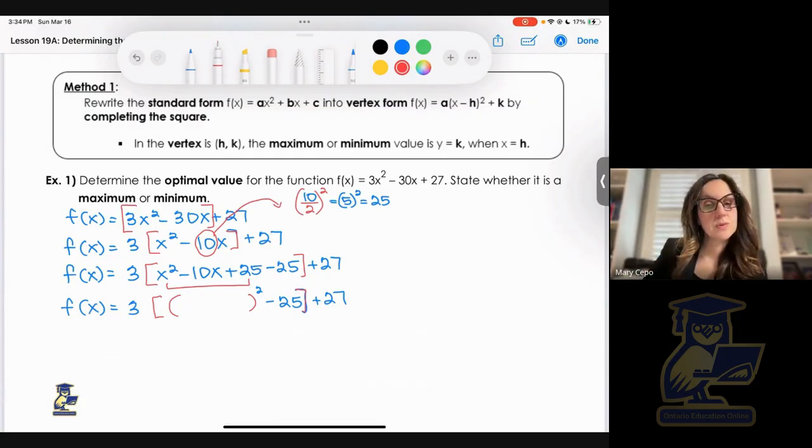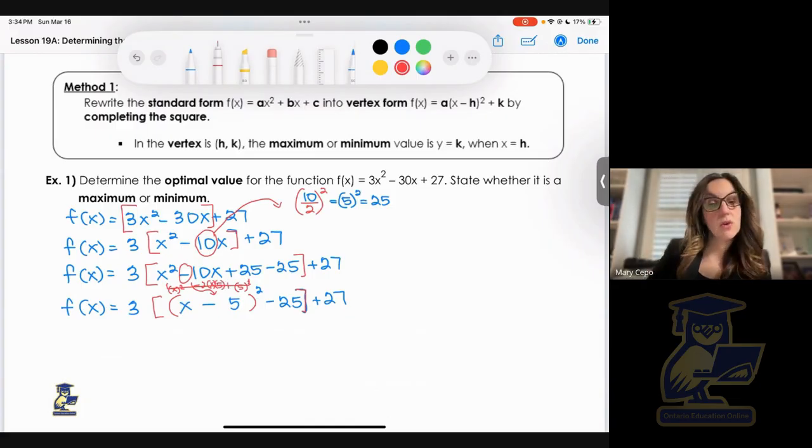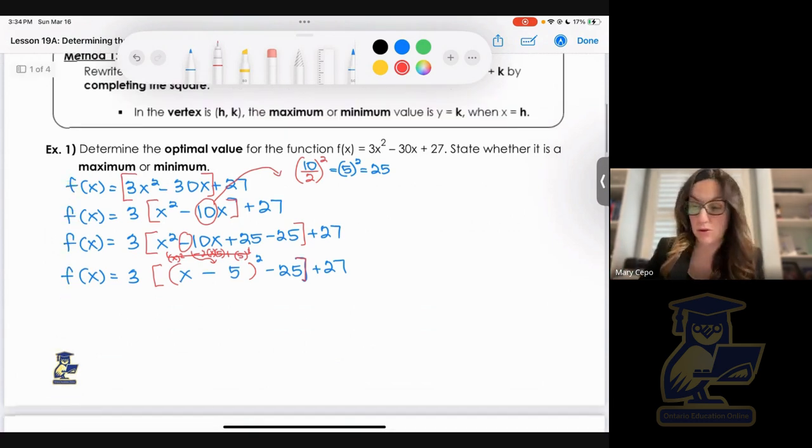Okay, so what are the terms in my binomial? Again, it would be the square root of x squared, which is x, and the square root of 25, which is 5, and we keep the sign of our middle term. Because x squared and 5 squared are in a perfect square trinomial, the middle term is 2 times those two terms. And of course, we created that by taking the coefficient in front of x, dividing it by 2, and squaring it. We are actually creating that perfect square trinomial so that we can factor it into a binomial square.